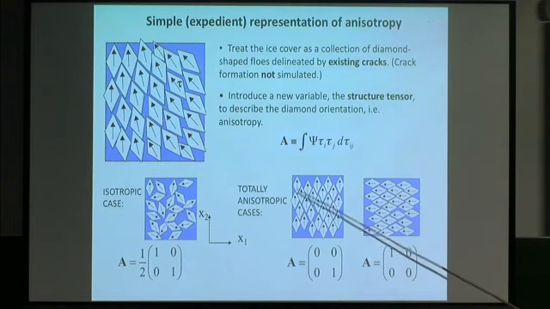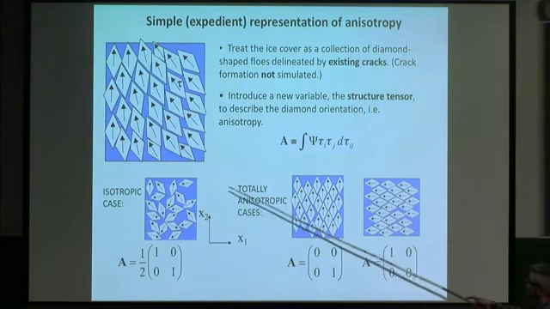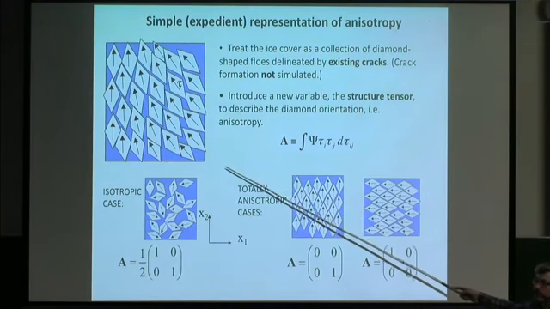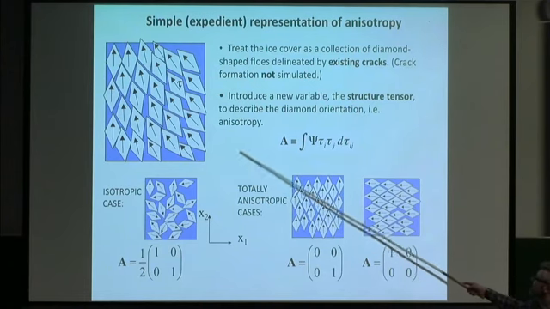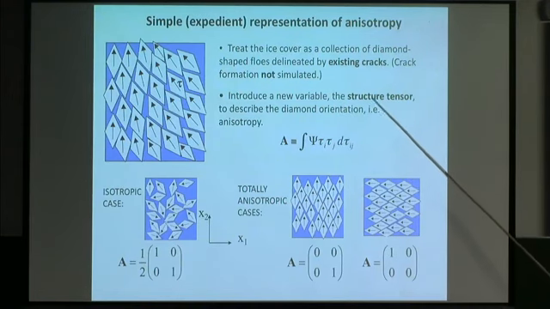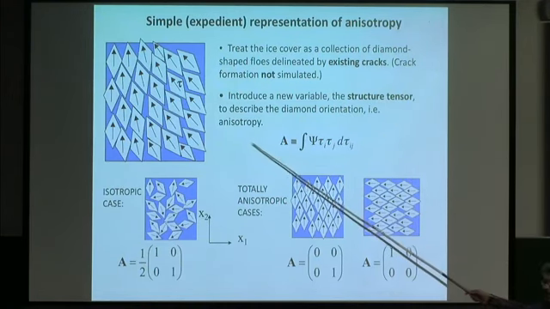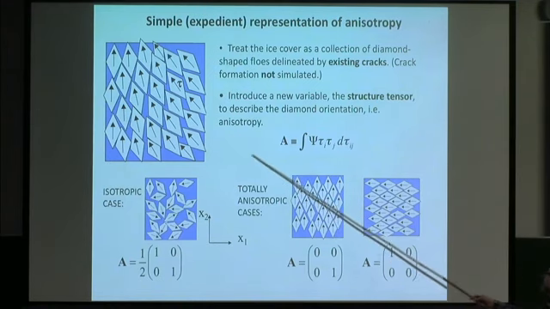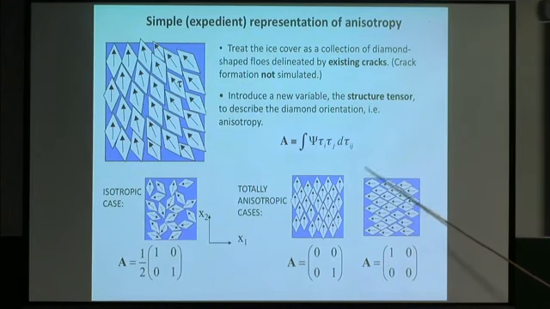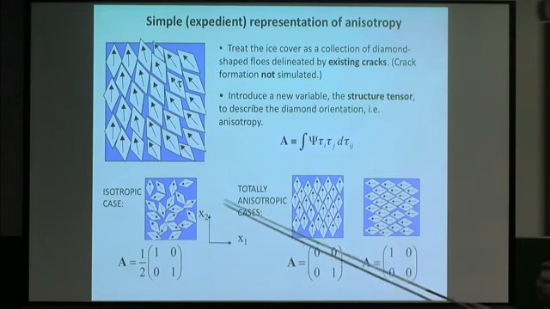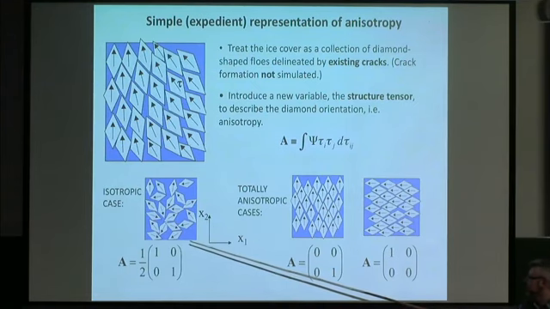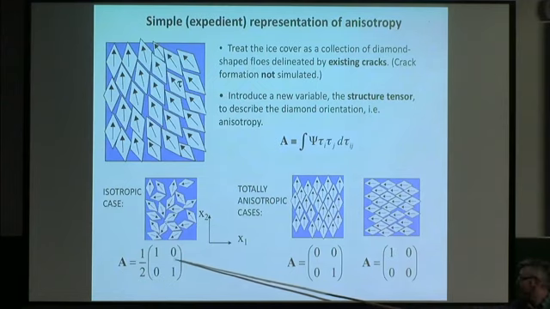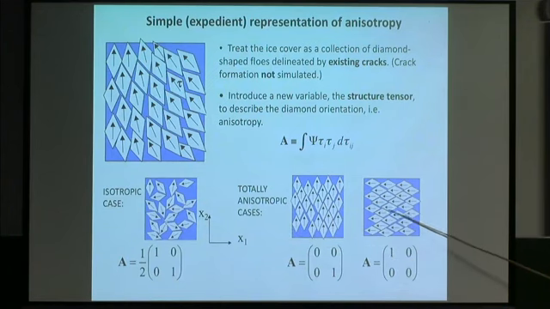Right. So this is our box. We have diamond-shaped floes which we do not resolve. We just assume that they're there. They are formed by existing cracks. We don't simulate crack formation. And we account for the orientation of these diamond-shaped floes or floe aggregates with a structure tensor. This structure tensor in practice just turns into a 2x2 matrix. If the diamonds are equally randomly oriented, it's the identity matrix modulo a factor of a half, and it assumes extreme values according to whether the floes are oriented in one direction or another.